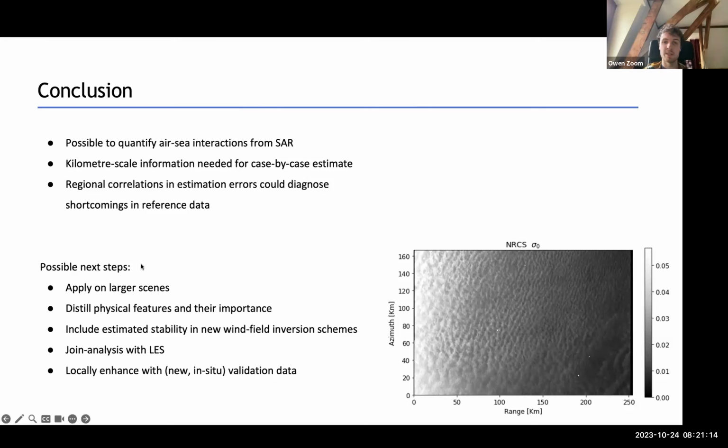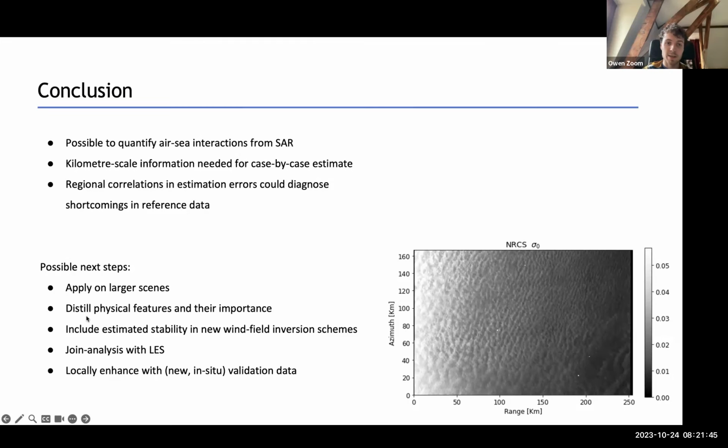Then I've listed some possible next steps, such as to perform this analysis on larger scenes. So the analysis I showed here was on these smaller 20 by 20 kilometer scenes. But if we would instead apply it on wide swath scenes, such as one shown here, we could really trace the texture transitions and relate those to the transition of the interaction between the ocean and the atmosphere.